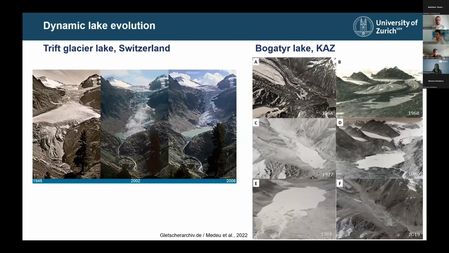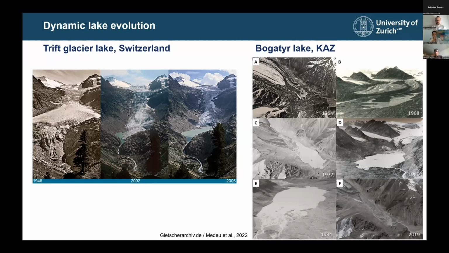Now, we start with glacial lakes, and you know glacial lakes are very dynamic. On the right-hand side, you see the example of Bogatyr Lake in Kazakhstan, as published recently in a very interesting paper. This is very interesting because it shows how the lake developed over the past 50 years in response to glacier change and retreat.